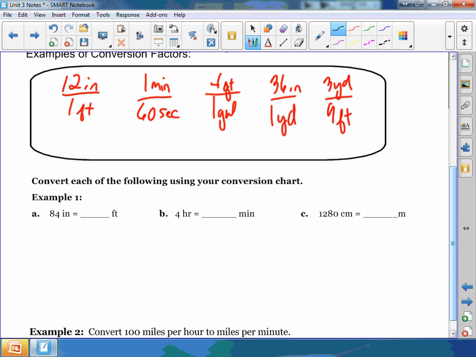So 84 inches. What's our value? How many feet are we talking? Mikey? 7 feet. How did you get 7, Mikey?